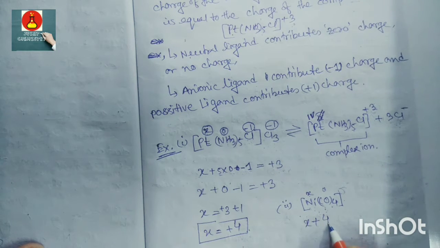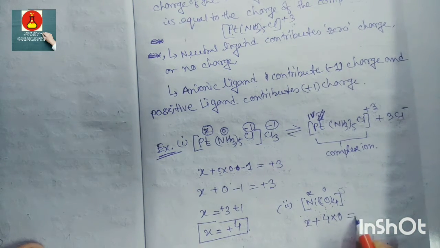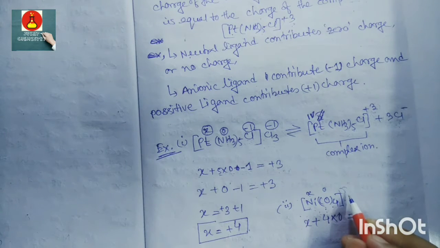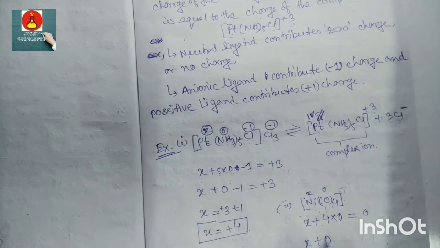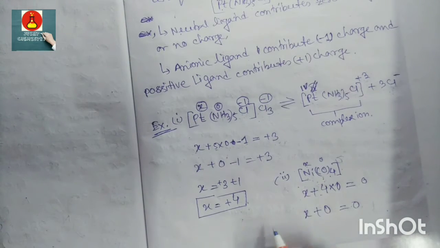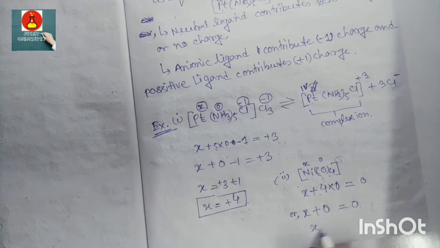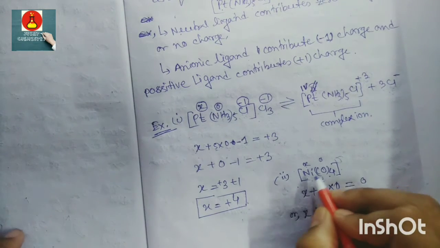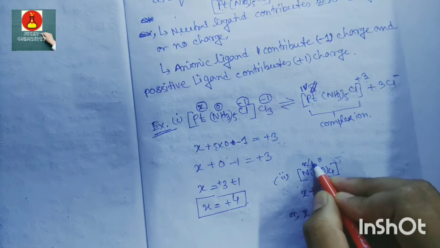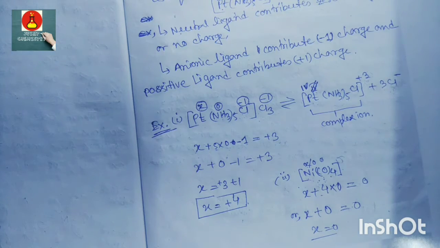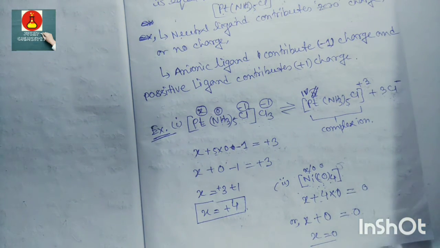So overall there are 4 carbonyls, so 4 into 0 is equal to, as you can see, it contributes nothing, right? There is no charge on this complex, so this is a neutral complex. For this neutral complex, the charge of the metal plus the charge of all the ligands is equal to 0. Now x plus 4 into 0, which means 0, is equal to 0, right? So x is equal to 0. For this complex, there is no charge on the nickel, so it is 0. Okay, so this is the way we can calculate the metal charge.